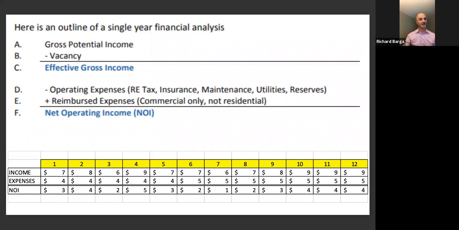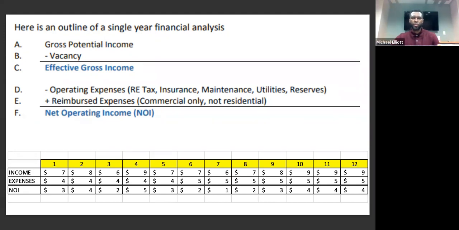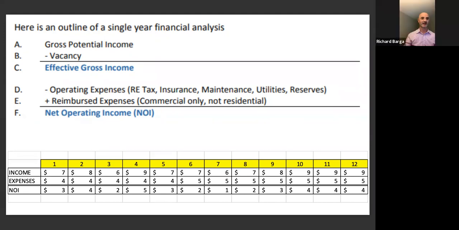Then again, you've got your expenses. In this case, we usually like to think about expenses as flat. We don't like to think about expenses as going wildly out of control throughout the year. So we've generally set the expenses here at $4 or $5. And again, income minus expenses gives us this NOI. And so you can see here, if I've done these calculations right, NOI should be the income minus the expenses columns.